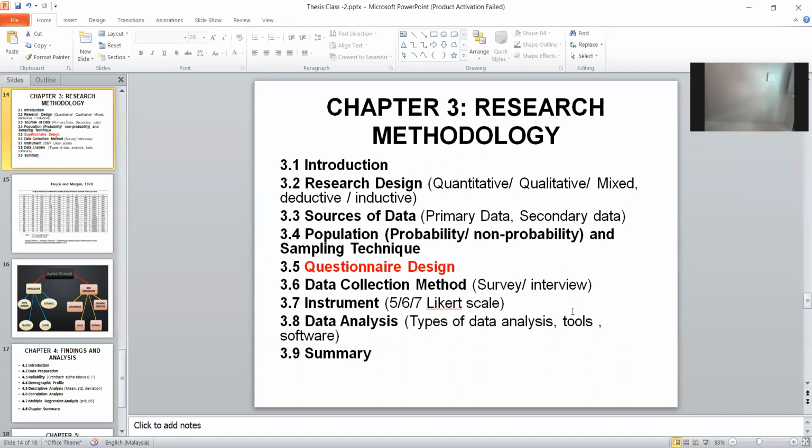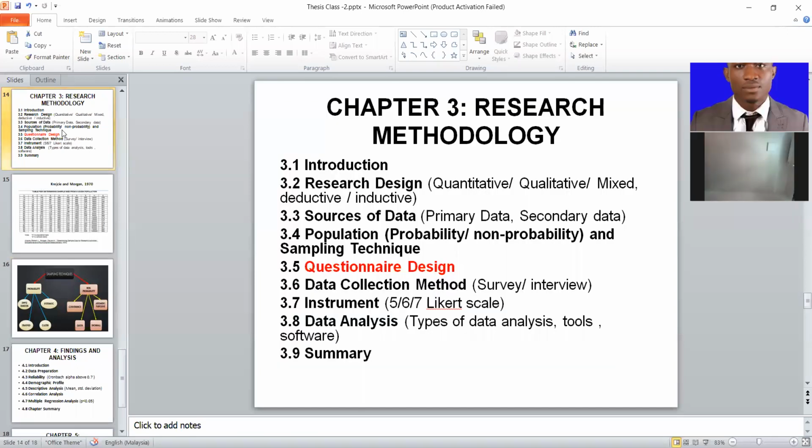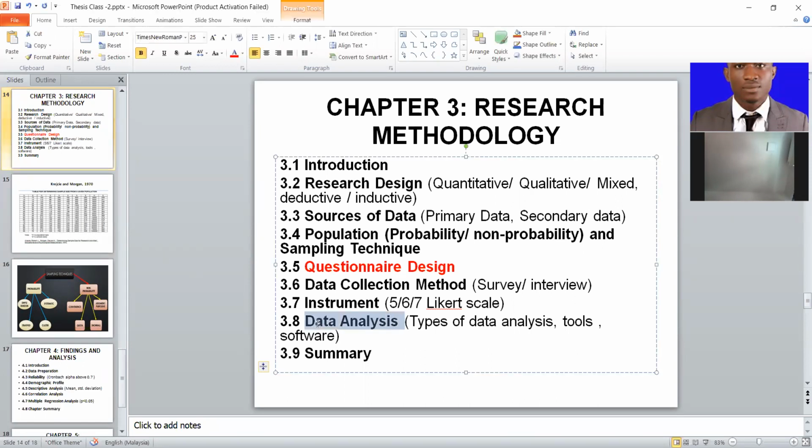Any questions on chapter 3? No question. Thank you. Okay. The data analysis part is not clear to me. Sorry, the data analysis part is not clear to me. I have not yet done the data analysis. Data analysis part. Okay.